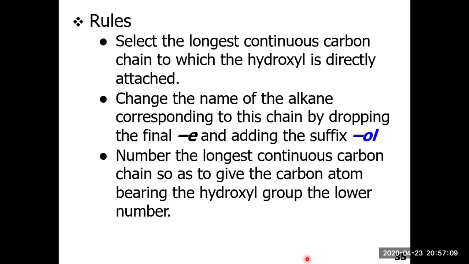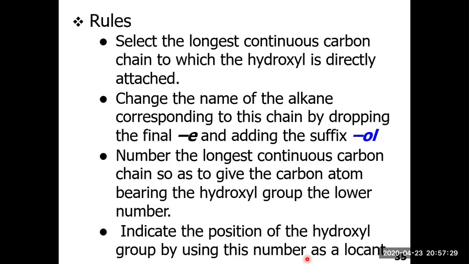The third rule is that you number the longest continuous carbon chain so that the carbon atom bearing the OH group gets the lower number. In other words, when you number the parent chain, you always start at the end nearest the OH or hydroxyl group. The last rule is to indicate the position of the hydroxyl group using a number as a locant. So when you write the final name, do not forget to write the number where the OH is attached to the parent chain.